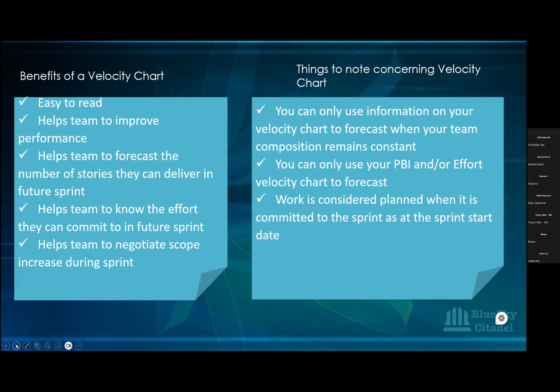Okay, so you can only use information on your velocity chart to forecast when your team composition remains constant. I'll explain what that means. So maybe for the past 4 sprints, you have full capacity, which I explained when we were doing capacity. If you have full capacity, all your team members are there, everybody is in and all that. And the average velocity at the end of maybe 4 sprints is saying 90. Now you're going to the next sprint, which is the 5th sprint. Half of your team members have taken holiday.